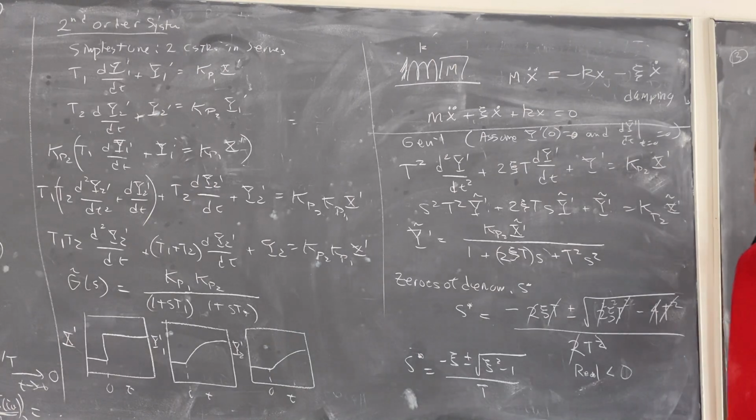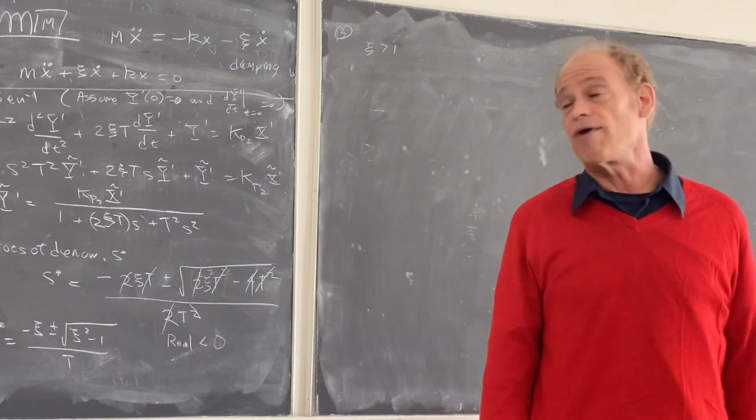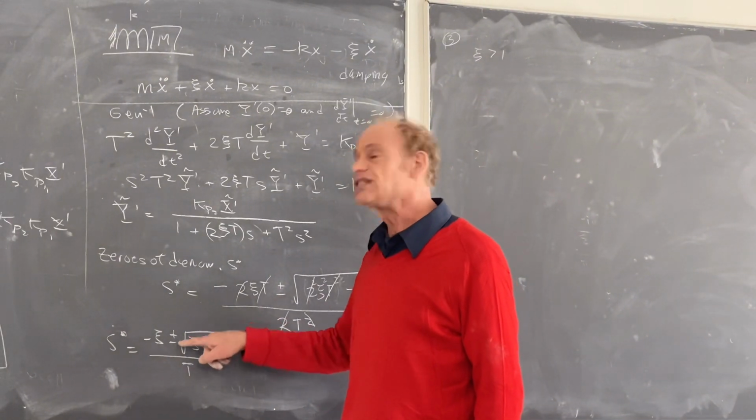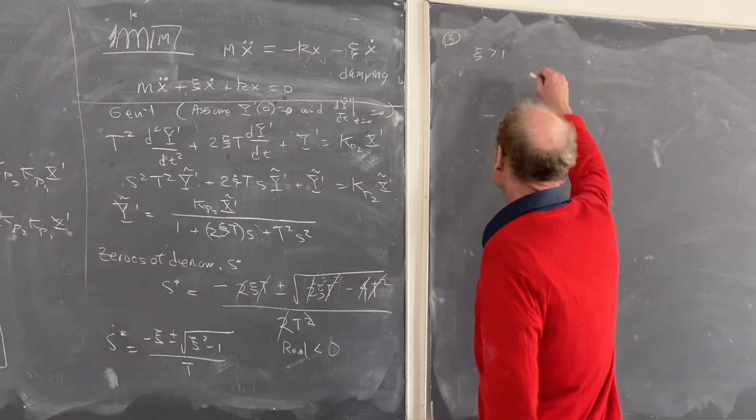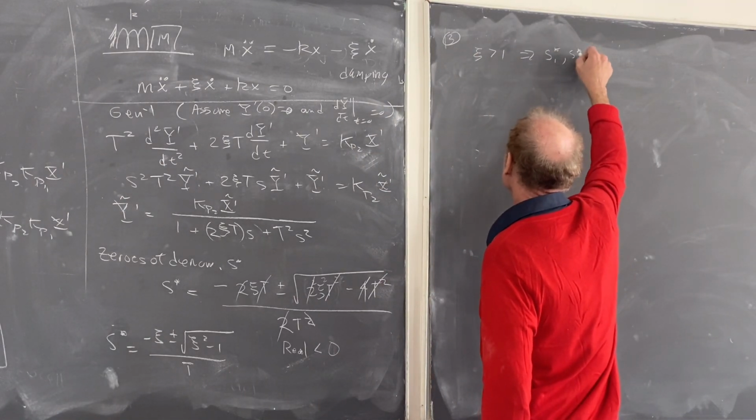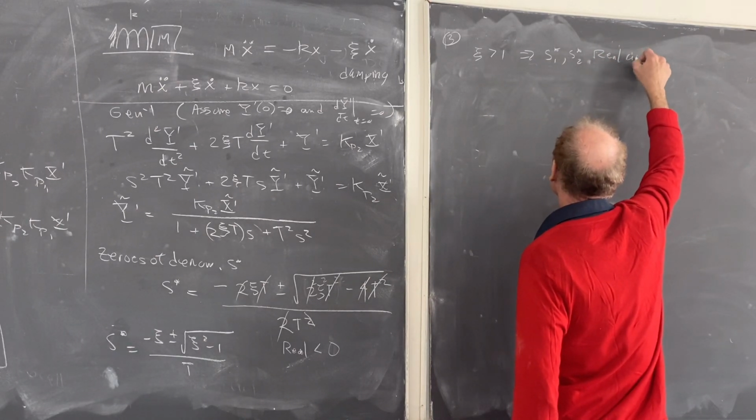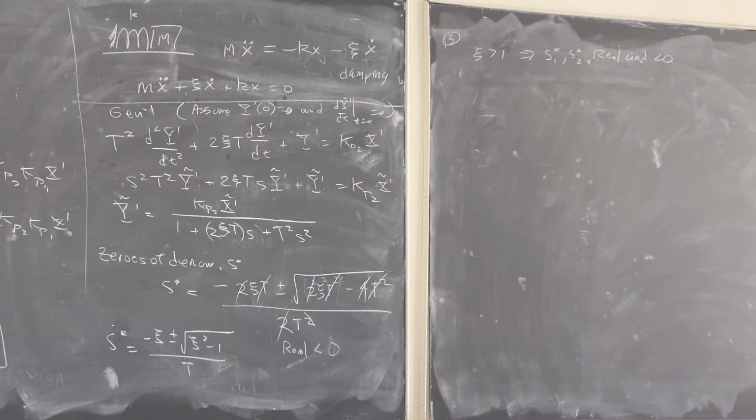So let's notice, if c is greater than 1, then the discriminant is greater than 1, and the square root is real. So that tells me both S stars, S star 1 and S star 2, are both real and negative. In which case the system is stable. It's stable, no oscillations.